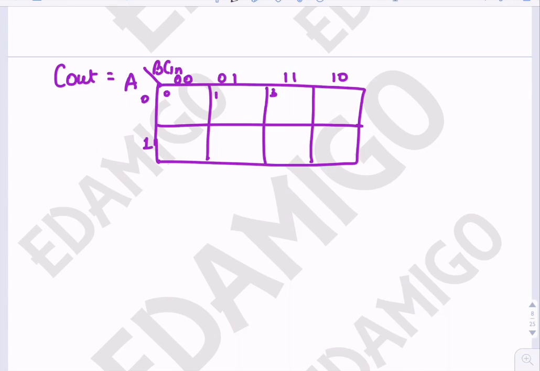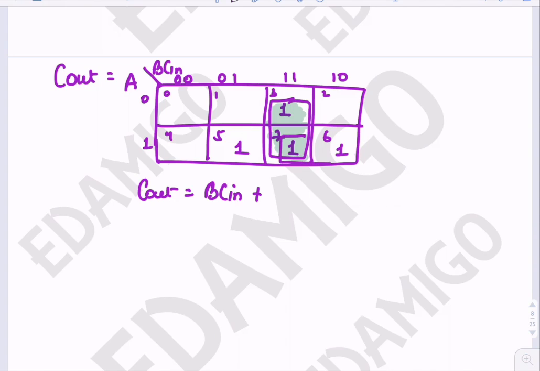It is 0, 1, 3, 2, 4, 5, 7, 6. So 3, 5, 7 and 6. Okay, so this is one combination, that is Cout is equal to 1 in this K-map minimization. It is B Cin plus another one is this, A into B, plus another one is this. Okay, so it is again A into Cin.